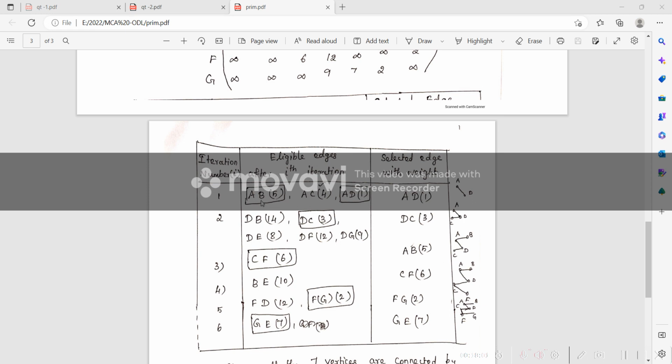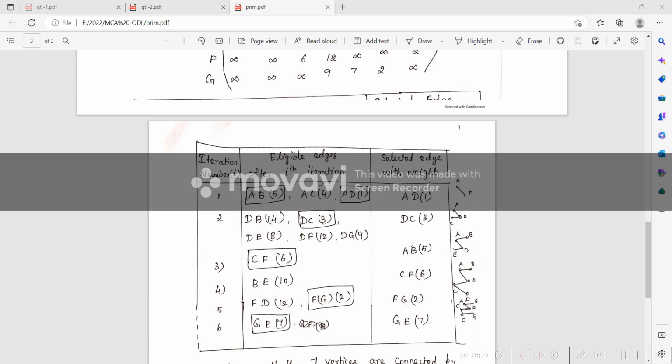So we are moving to the next least one. So next least one is 5, isn't it? So we are taking this least weight edge, namely AB. Okay, that is already we have AD and CD. Now we are having AB. So from A we are taking this B. So AB edge is selected.